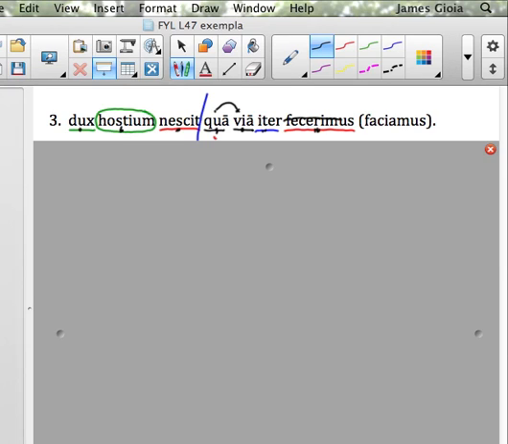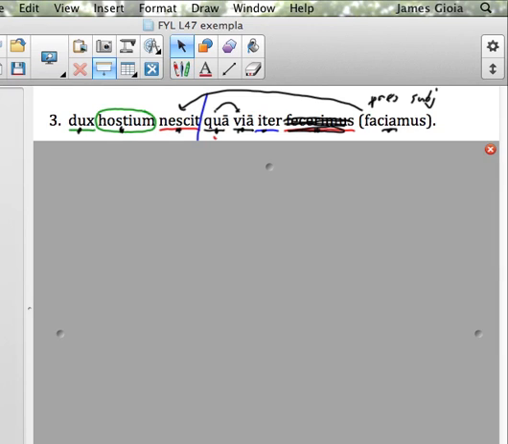What if instead of feceremus we went with faciamus? Faciamus is a present subjunctive. How do I recognize that? The -ia-. Feceremus was a perfect subjunctive. So if we go with faciamus, we need a same time relationship between this and this. The leader of the enemy does not know by which road we are making the journey. Or it could be time after. The leader of the enemy does not know by which road we will make the journey.